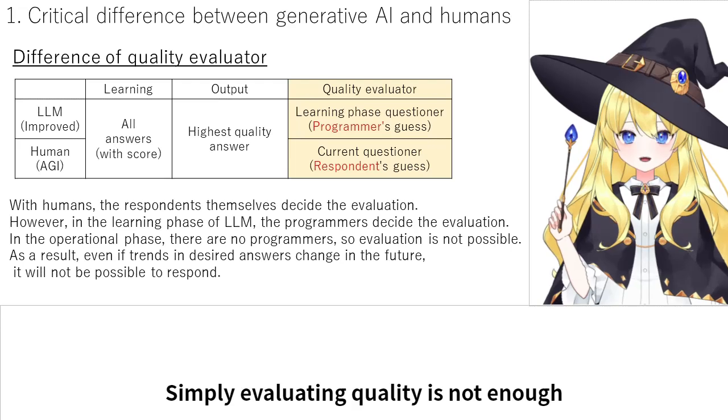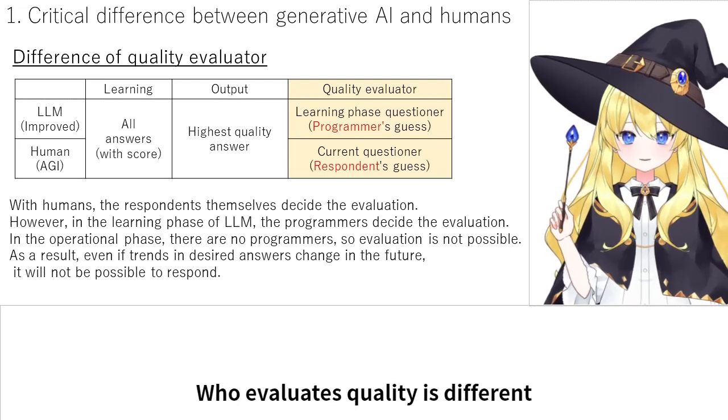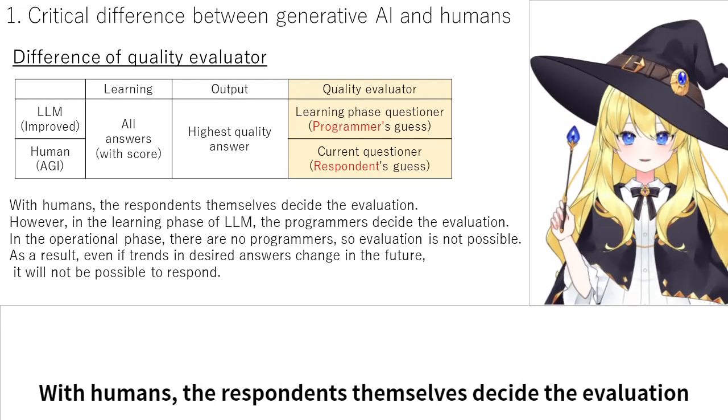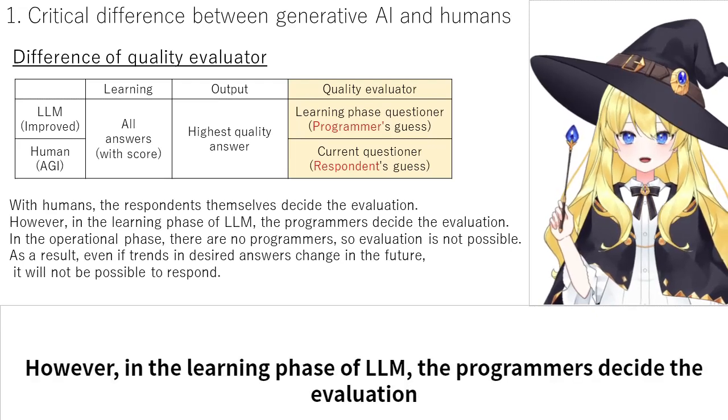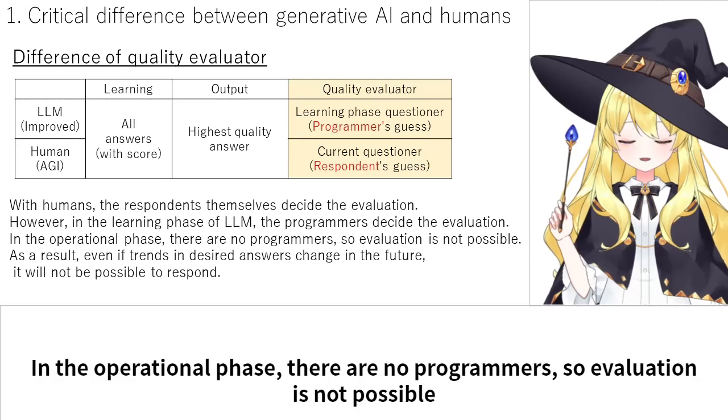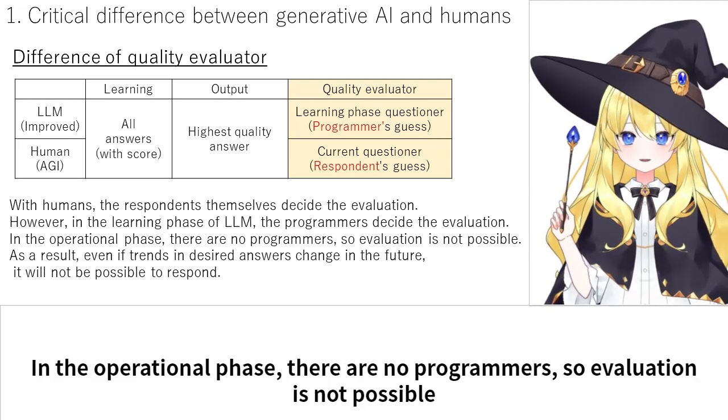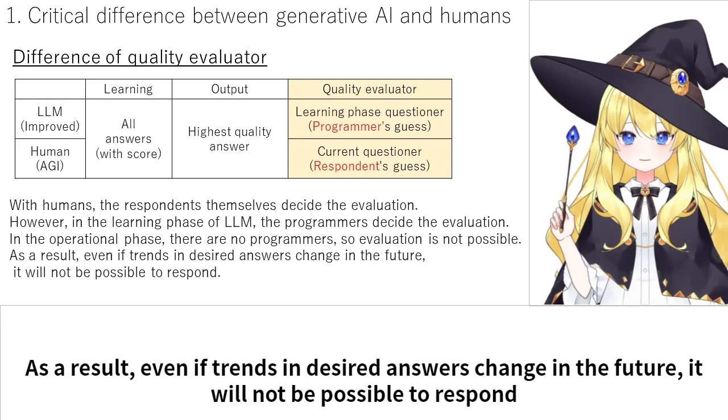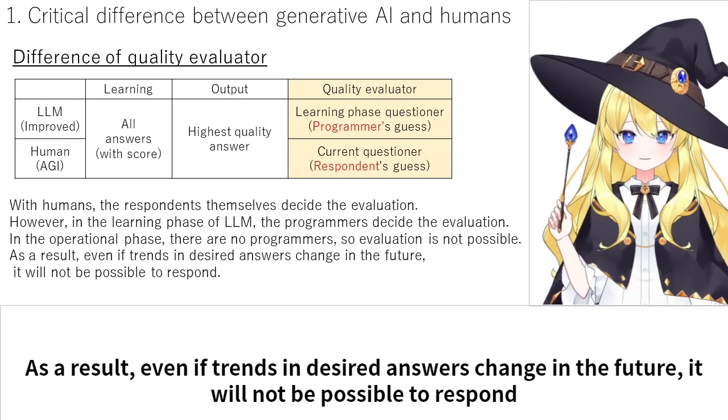Simply evaluating quality is not enough. Who evaluates quality is different. With humans, the respondents themselves decide the evaluation. However, in the learning phase of LLM, the programmers decide the evaluation. In the operational phase, there are no programmers, so evaluation is not possible. As a result, even if trends in desired answers change in the future, it will not be possible to respond.